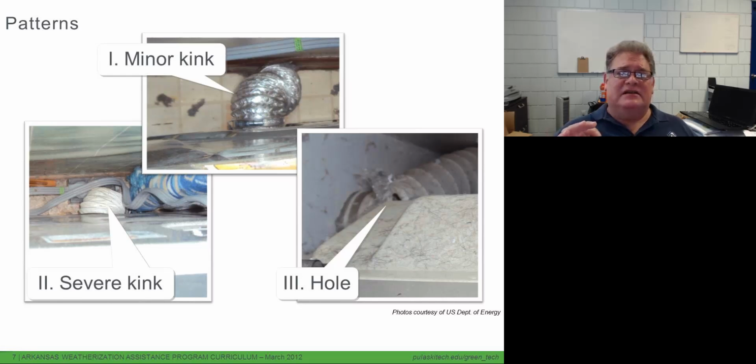However, when we discuss the individual problems, we need to use terms like a minor kink, a severe kink, or a hole. A minor kink is going to partially block exhaust. A severe kink is probably going to block exhaust. And then a hole is going to allow exhaust from the dryer to come back into the home, which becomes an indoor air quality issue.